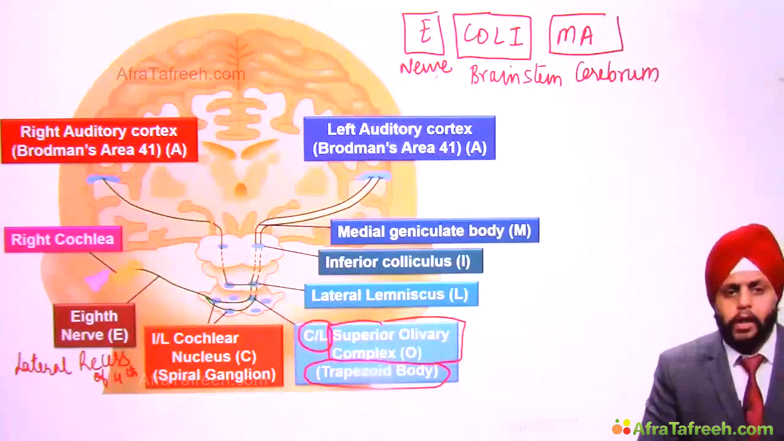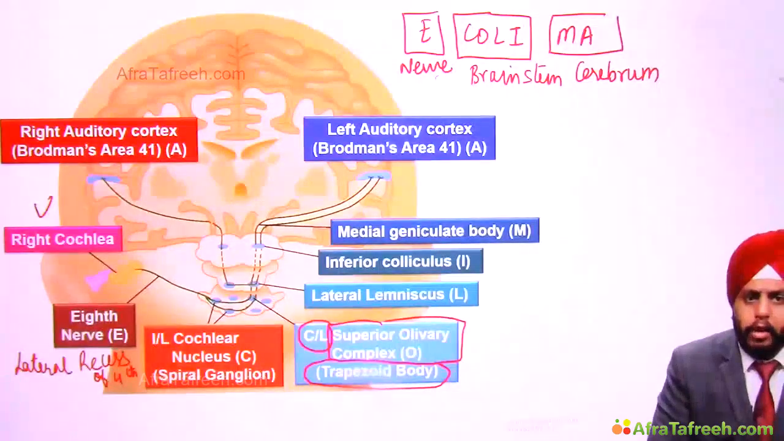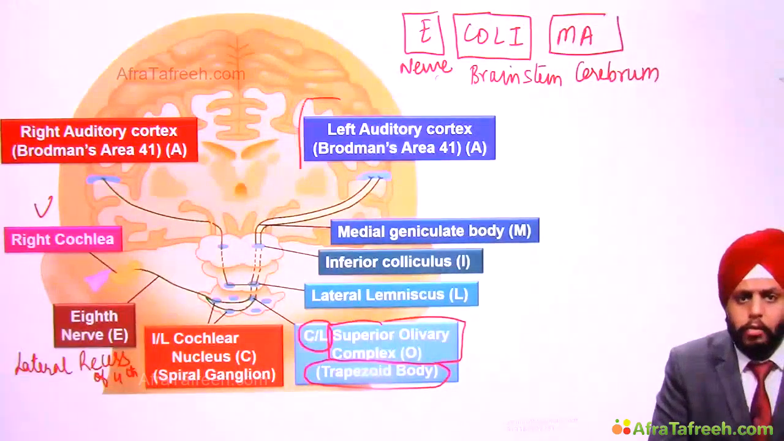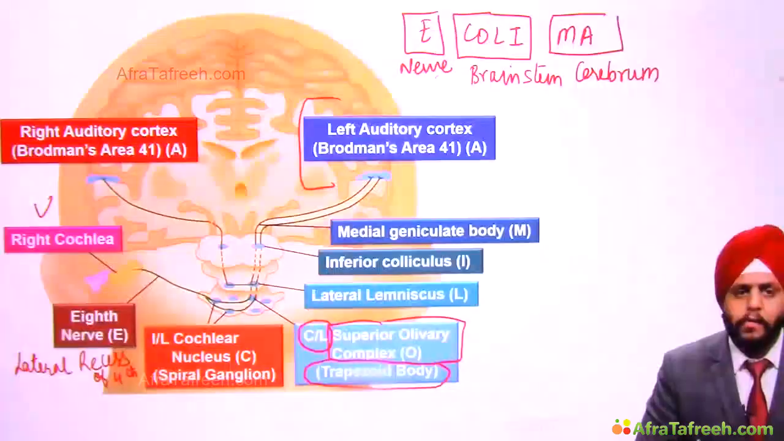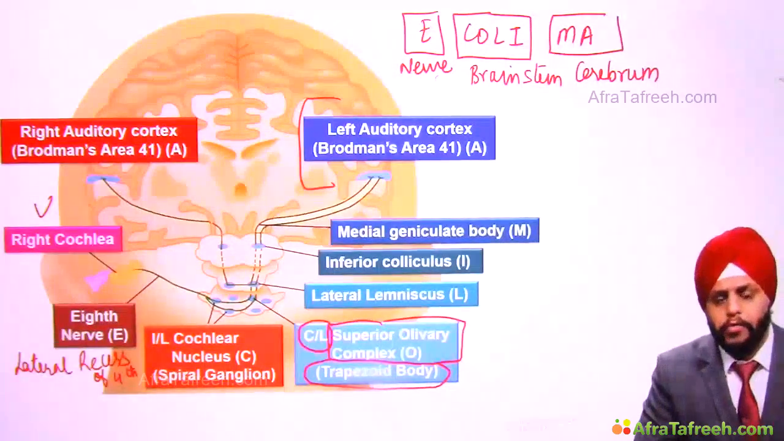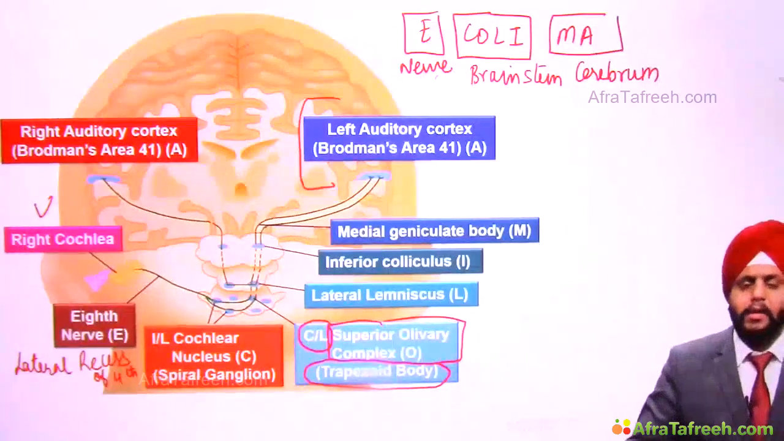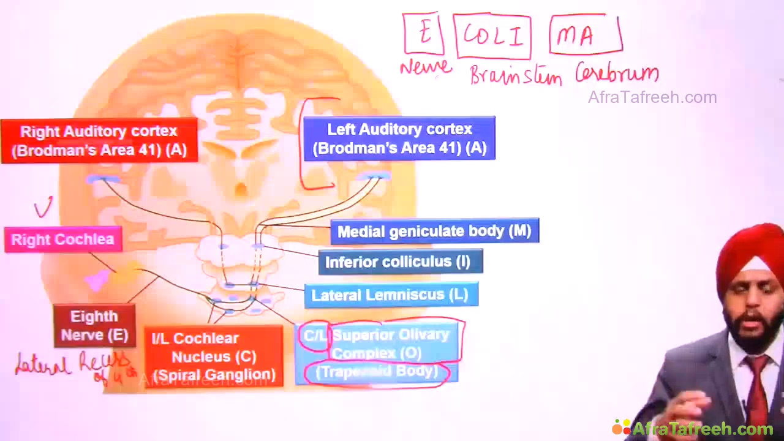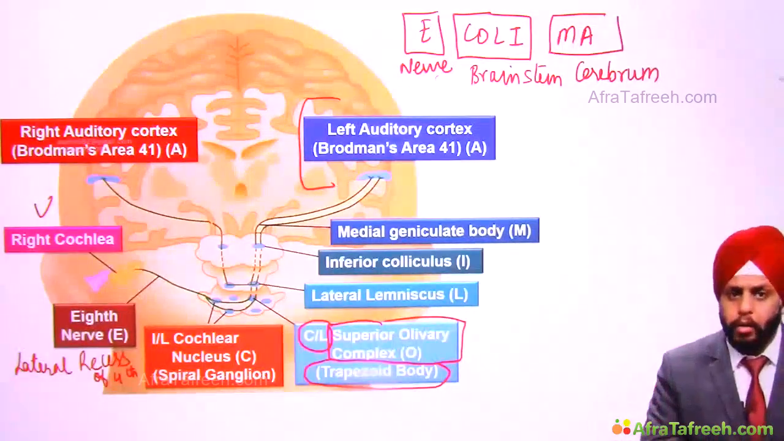Now you see the sound started from the right side, and the majority of sound has gone to the left auditory cortex. But if you notice, some amount of sound has also gone to the right auditory cortex. So that means if one side cochlea receives the sound, it will stimulate both sides of the auditory cortex.